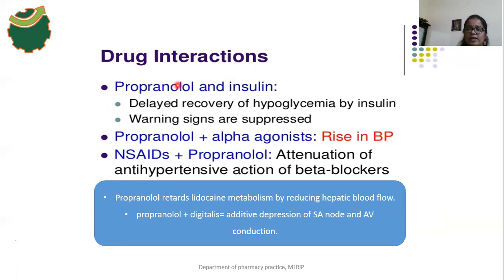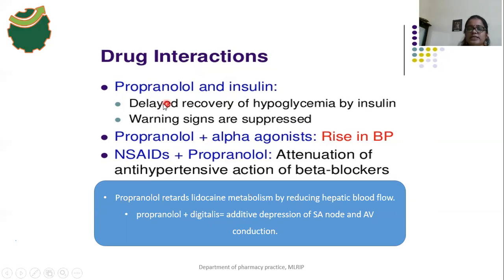Okay, there is no breakdown of glycogen, which means there is no conversion of glycogen to glucose. So hypoglycemia occurs. So what is the effect of insulin? It also causes hypoglycemia. So when propranolol is used along with insulin, there is a delay in the recovery from hypoglycemia. It is caused by insulin.